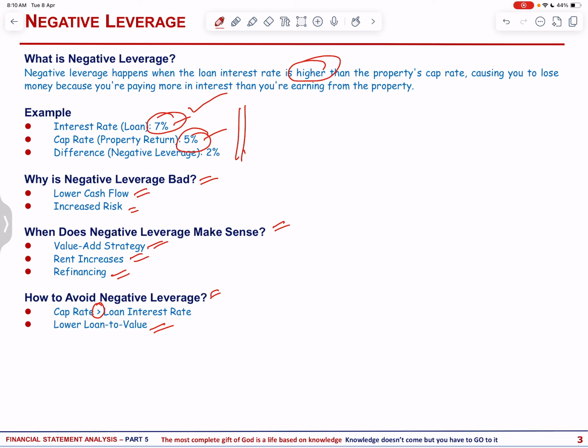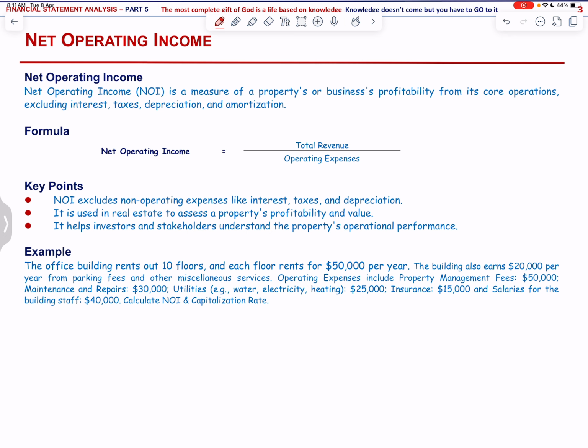Next, let us talk about net operating income. Now, net operating income is a financial metric that measures the profitability of a property or business after operating expenses but before accounting for interest, taxes, depreciation, amortization, etc. So, in other words, net operating income focuses purely on the income generated from the core operations of the business or property without factoring in the costs related to financing or taxes.